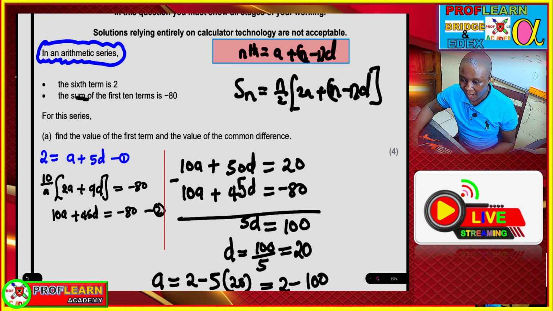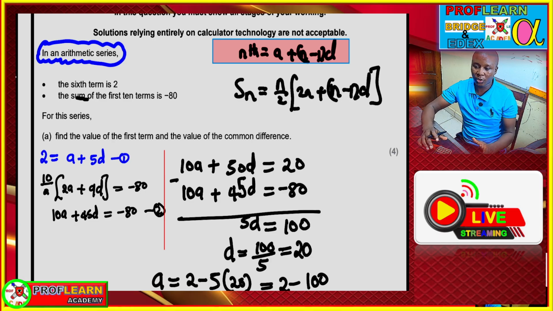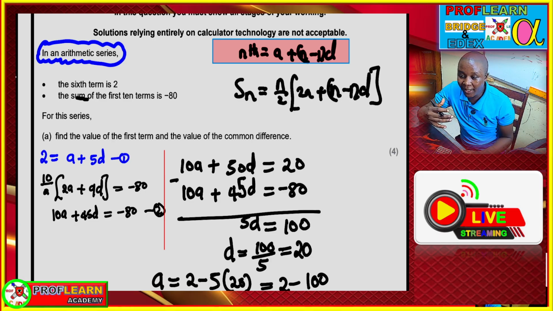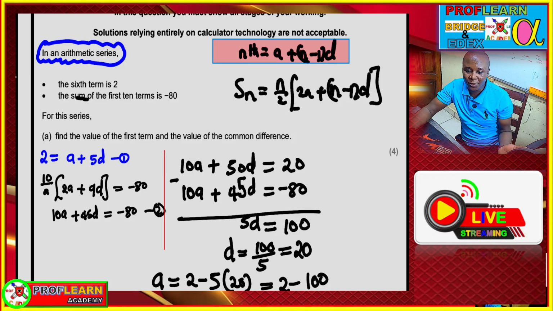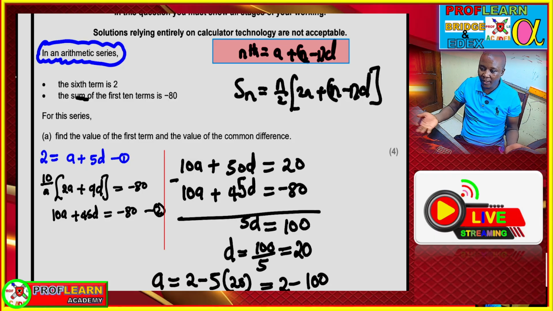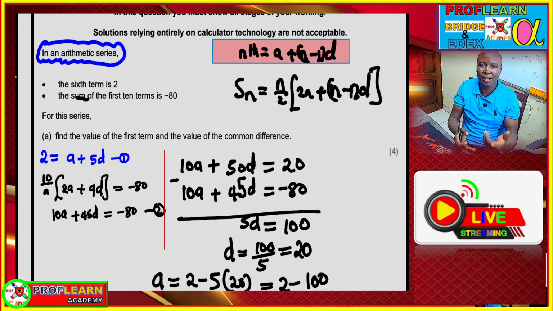Then once you have these two sets of equations, you are going now to solve them simultaneously, because you are supposed to find the first term and the common difference. First term is a, common difference is d, isn't it?